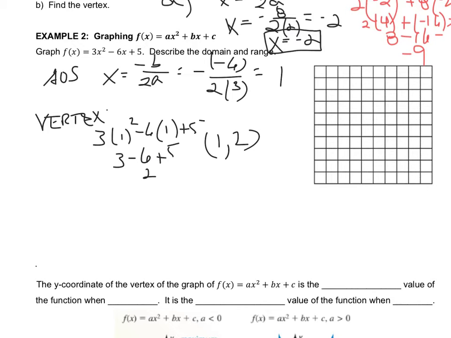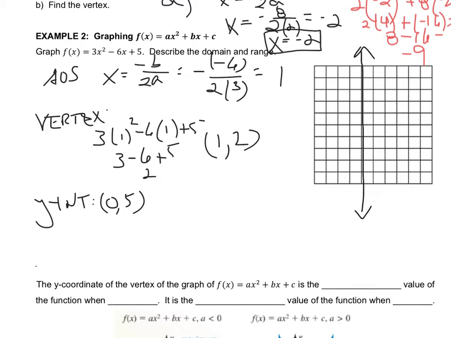Lastly, what I also know is, what is my y-intercept? Well, there's no math to really worry about here. My y-intercept is the c value. So that tells me my y-intercept is 5. So let's just start graphing some of this to see what it looks like. So there's my y-axis.